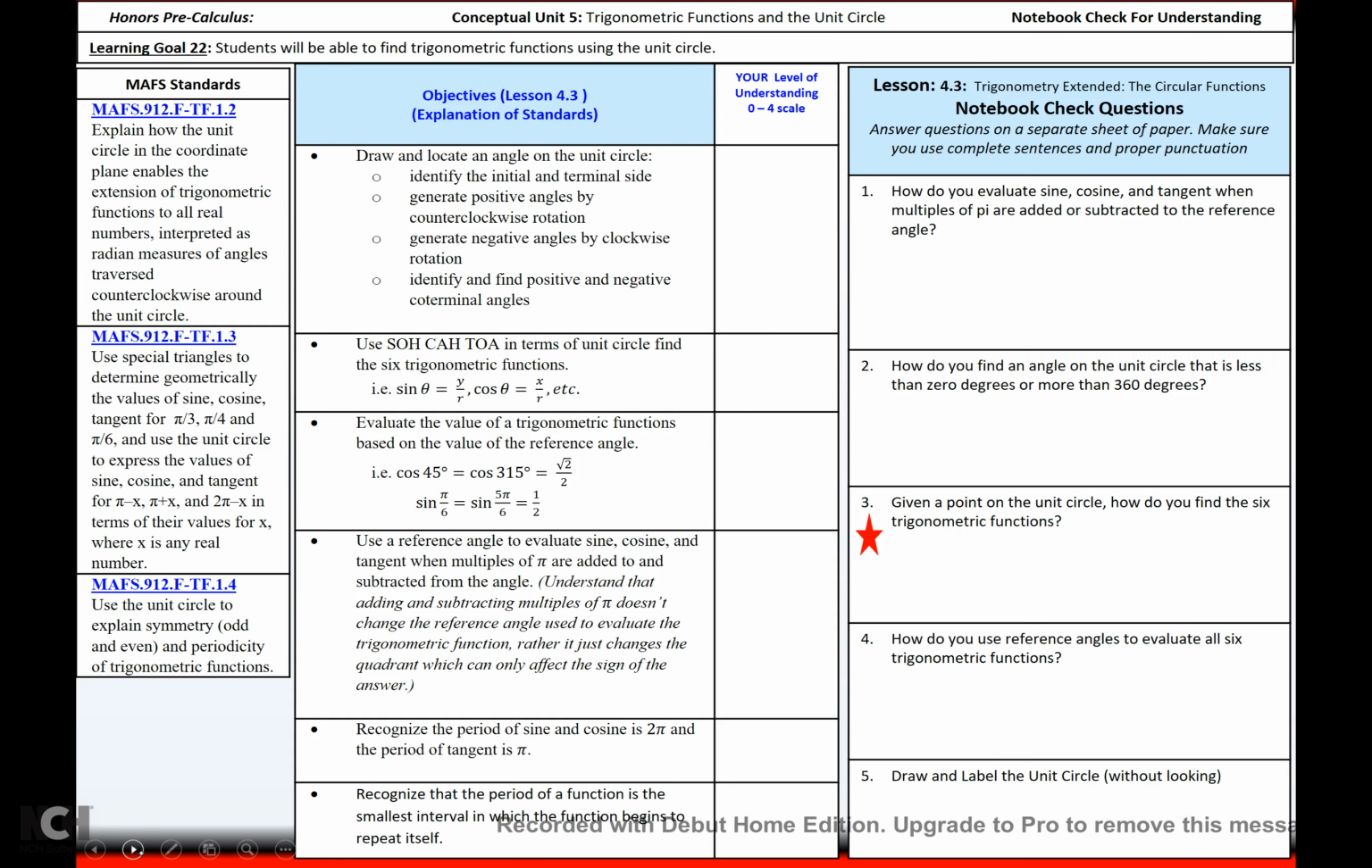Alright, so given a point on the unit circle, how do you find the 6 trigonometric functions? Well, you plot the point. Draw a triangle. Draw a right triangle. Find the missing leg or hypotenuse. Usually it's going to be the hypotenuse. And then you can calculate your trig.